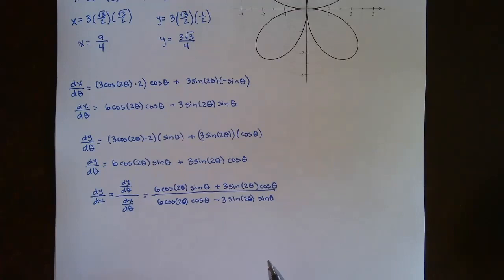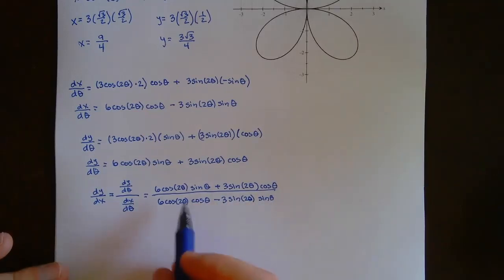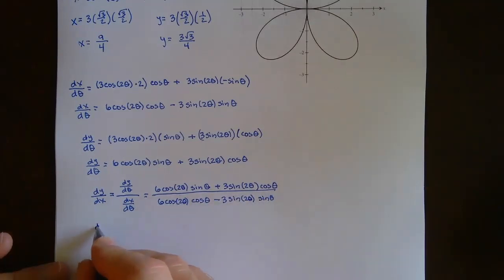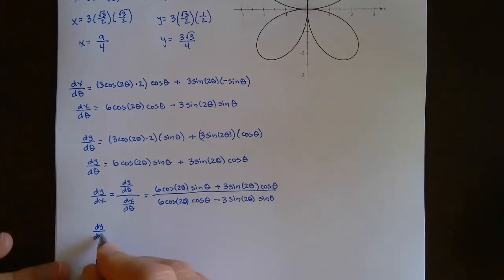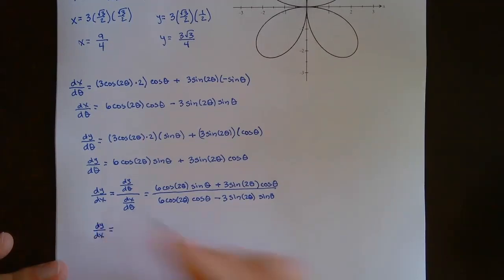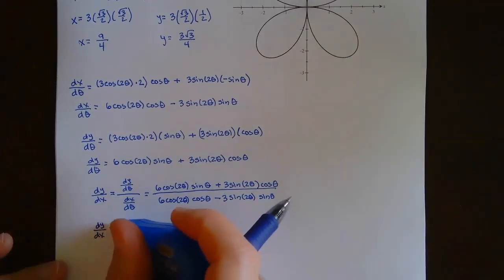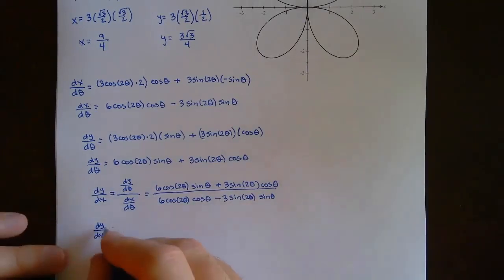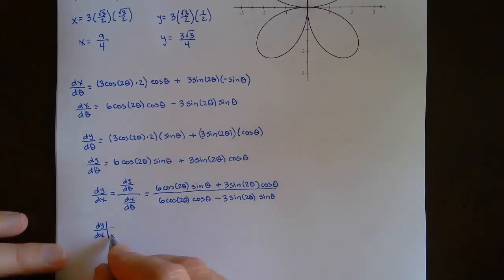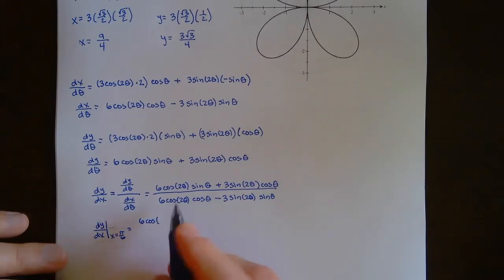Okay, so this dy over dx depends on the angle. So we've got to do the angle pi over 6, so we're going to put pi over 6 into all of these. So we're going to find dy over dx at theta equals pi over 6. That would be 6 cosine, and I'm going to do this in my head, 2 times pi over 6 would be pi over 3.